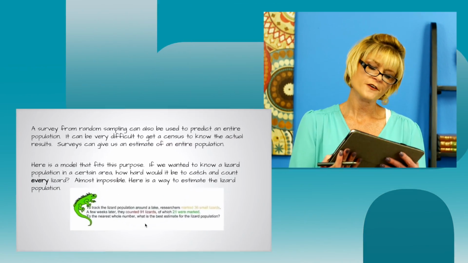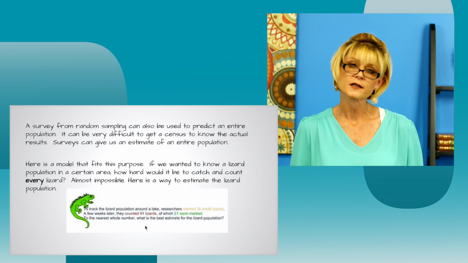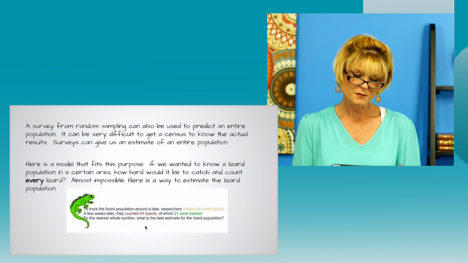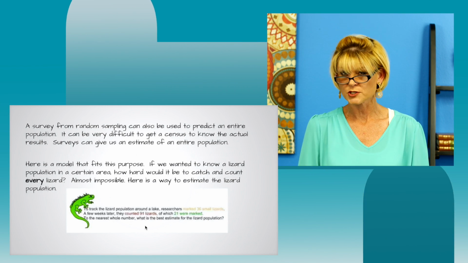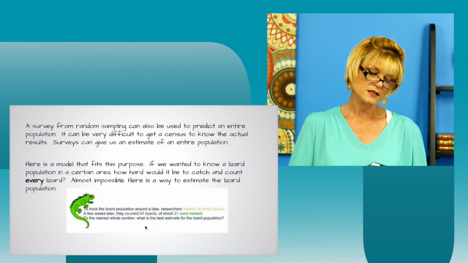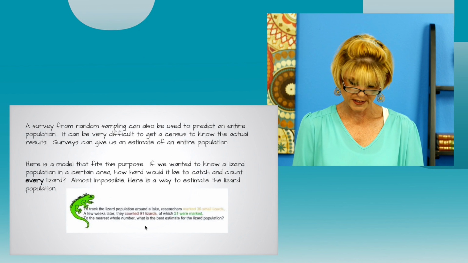Okay, so a survey from random sampling can also be used to predict an entire population. We've been talking about this over the last few videos. It can be very difficult to get a census, which means to include everybody to know the actual results. Surveys can give us an estimate about an entire population. So here's a model that fits this purpose.